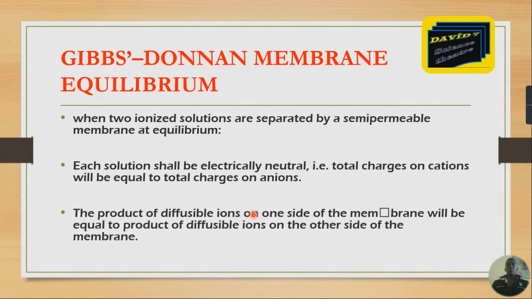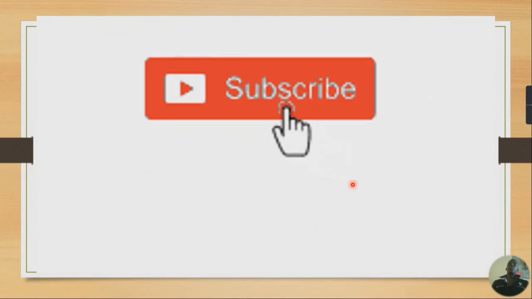All right, and the product of the diffusible ions on one side of the membrane will be equal to the product of diffusible ions on the other side of the membrane. We're talking about products. The product of diffusible ions on one side of the membrane will be equal to the product of diffusible ions on the other side of the membrane.